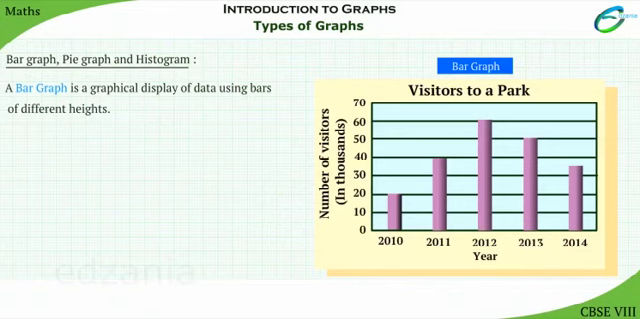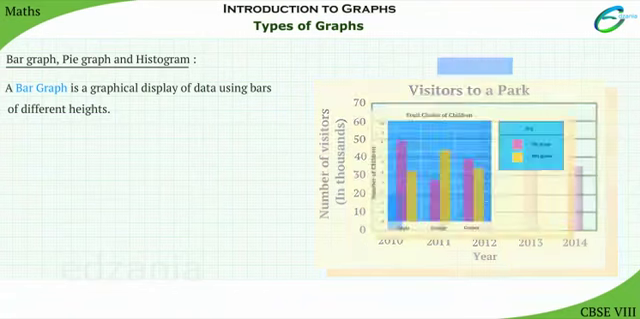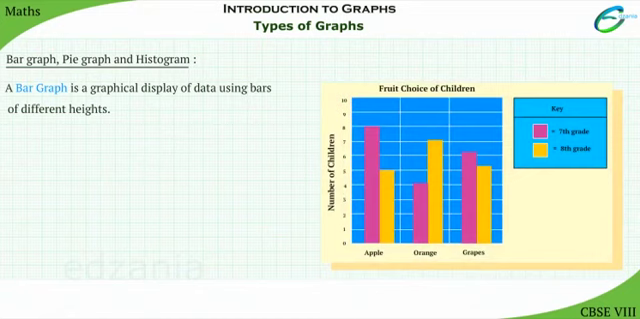It is clear from the graph that in the year 2012, the number of visitors is the highest. And in the year 2010, the number of visitors is the least. Bar graphs can also have double bars. For example, this graph shows the comparison of fruit choices of 7th and 8th grade students. We can also represent this in two different graphs, but it is easier to compare if we use double bars.